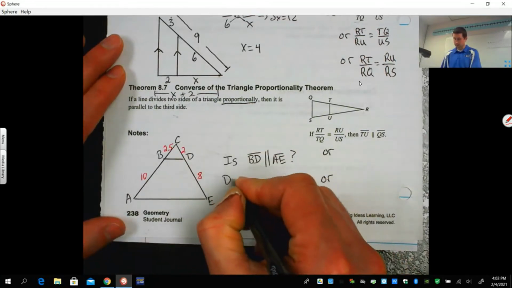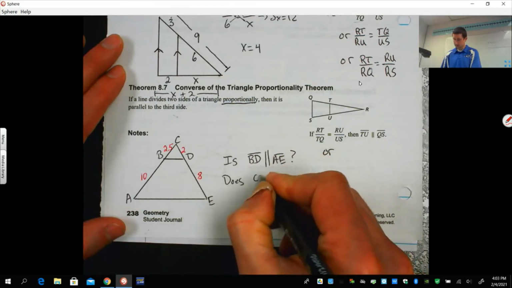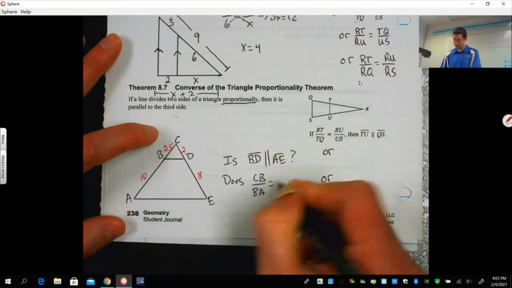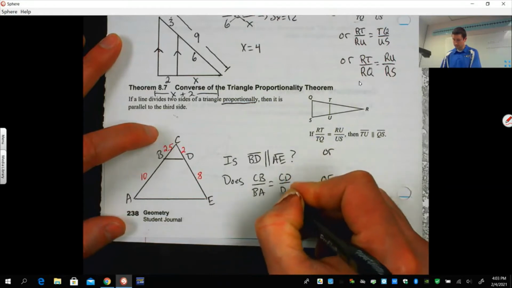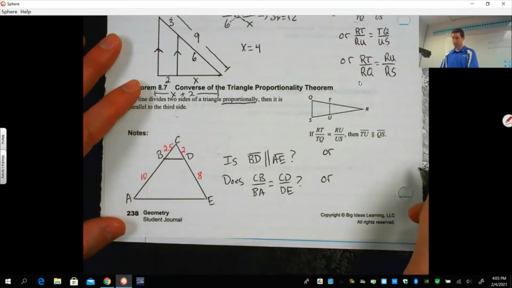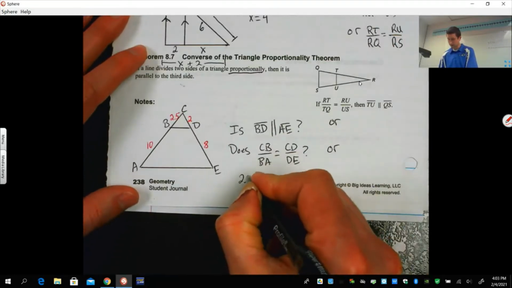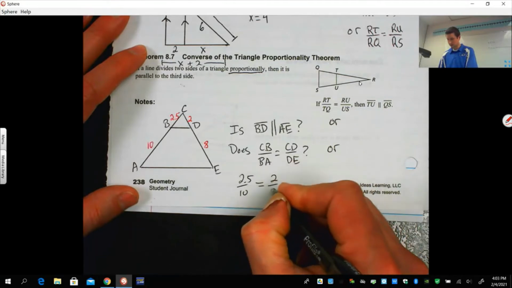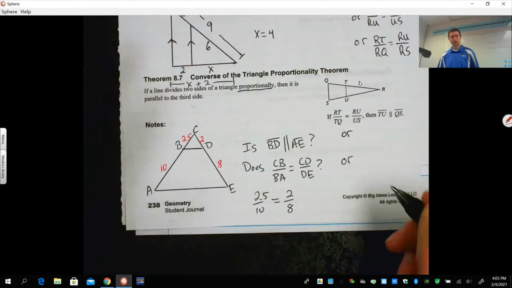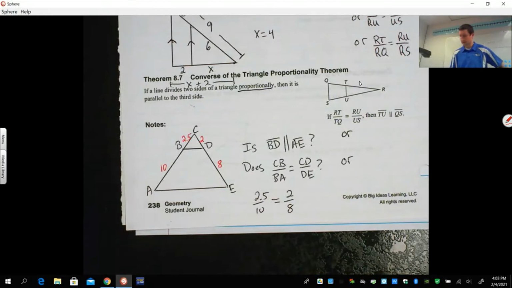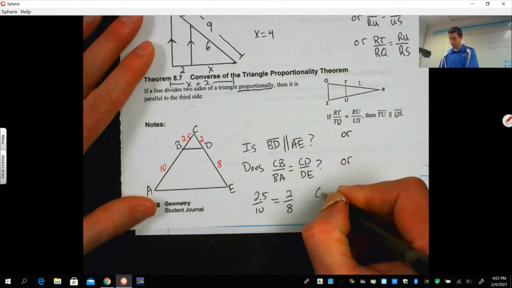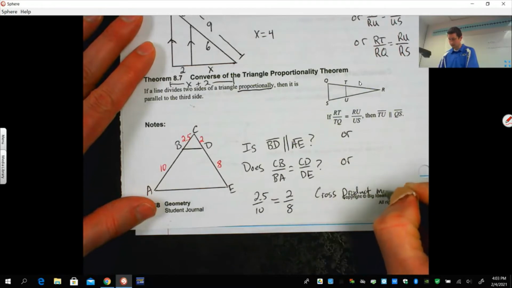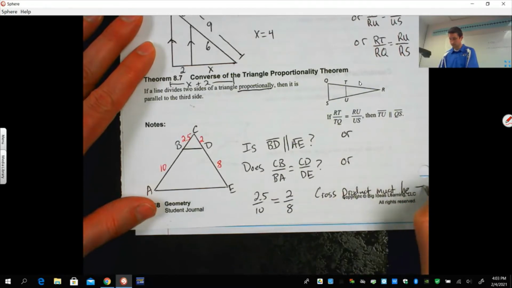So you just have to ask yourself, does CB over BA equal CD over DE? Are they proportional? So we check 2.5 over 10. Does that equal 2 over 8? Now, if you're not sure how to check proportions, an easy way is just to cross multiply. We call that the cross product, and it must be equal.